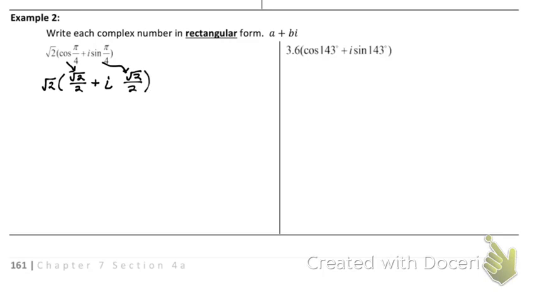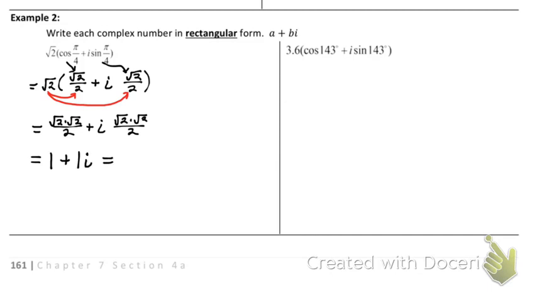Well, that's nice. Then you just have to distribute. I'm going to distribute that square root of 2 to both of these. So that's going to give me square root of 2 times square root of 2 over 2 plus i times square root of 2 times square root of 2 over 2, which is going to equal 2, square root of 2 times square root of 2 is 2, 2 divided by 2 is 1, plus, and that's going to be 1 also. I could put the 1 in front of the i, or we could just leave it off and say it's 1 plus i. That's what I did.